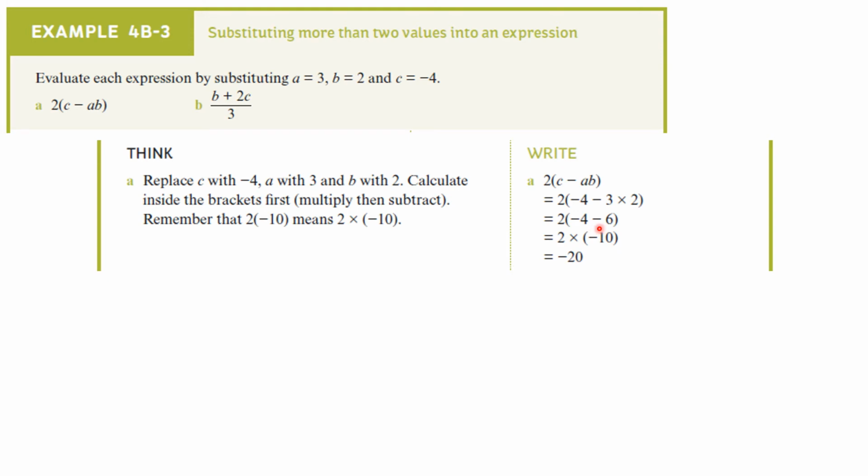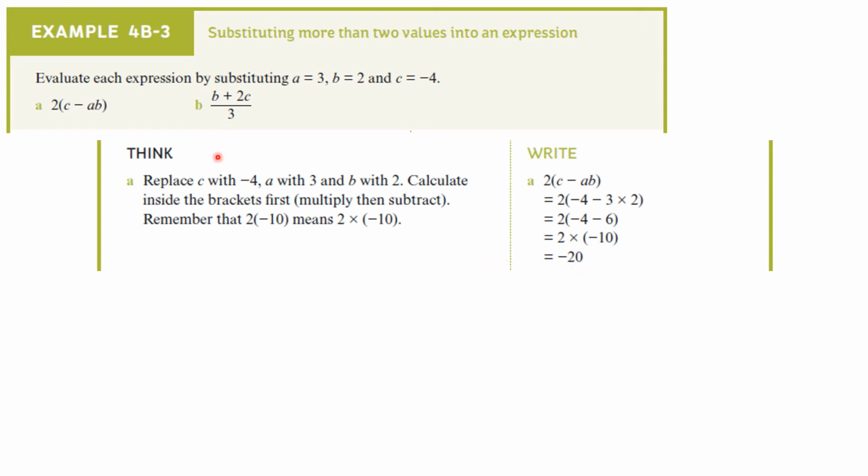Then we have our last step where we have a 2, the 2 out the front. Now we're going to finish this off. Multiply it by the negative 10. A positive and a negative is a negative. 2 tens, 20.